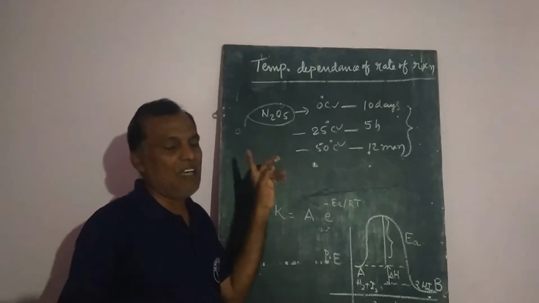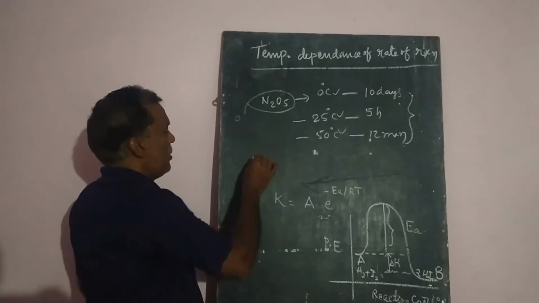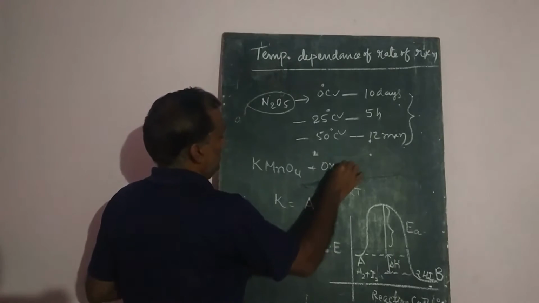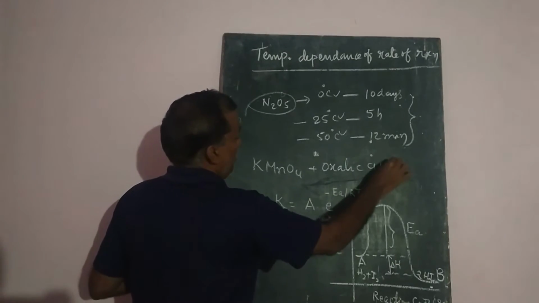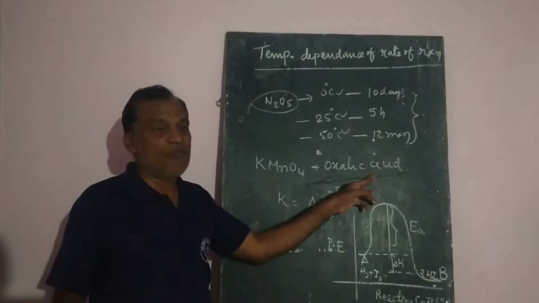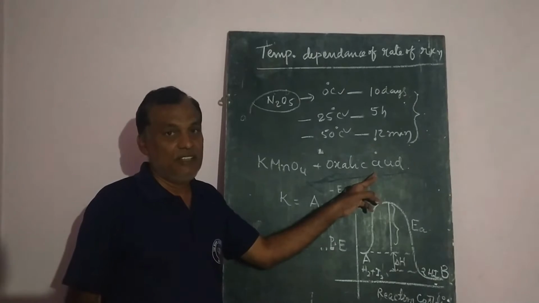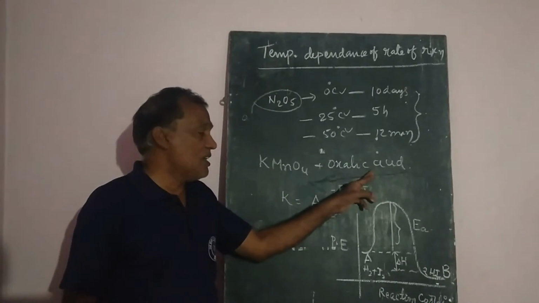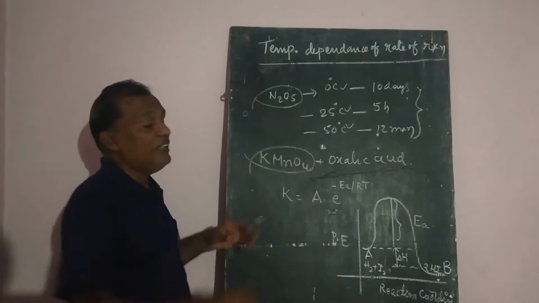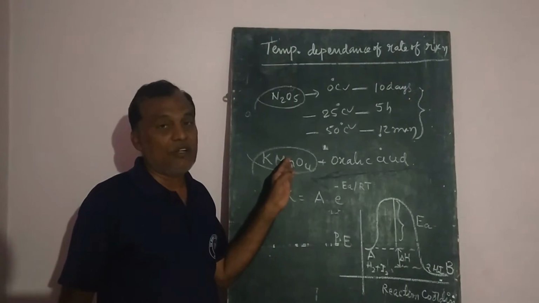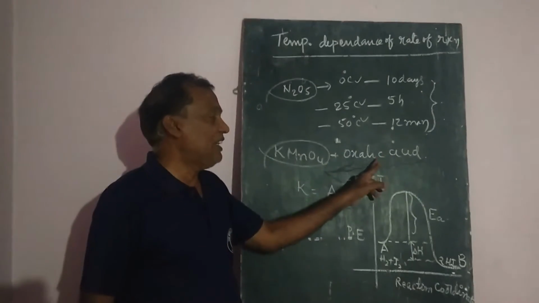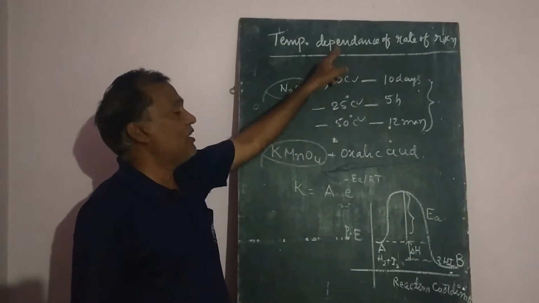Already we have done in the laboratory the titration of potassium permanganate with oxalic acid. Before doing this experiment, what do we have to do? After adding some acid to this oxalic acid, we have to heat it. Why should we heat it? Because at high temperature, the potassium permanganate decolorizes very easily. So that's why we have to heat the oxalic acid. That means temperature dependence is there.